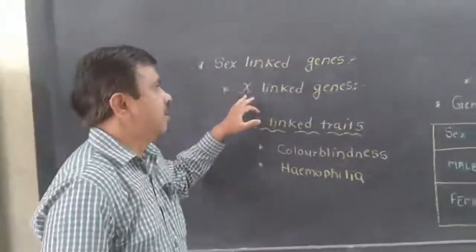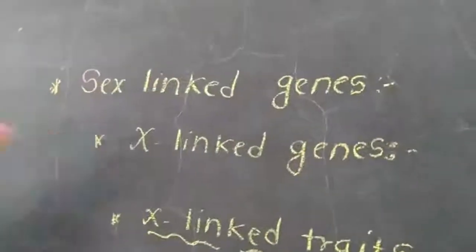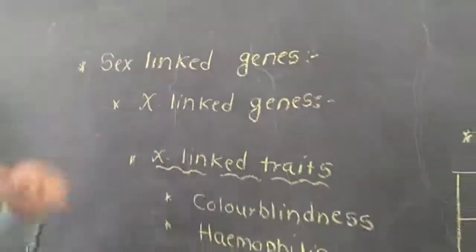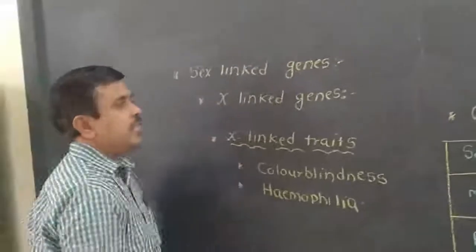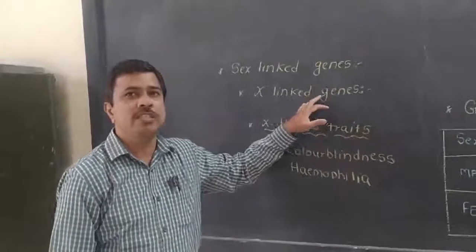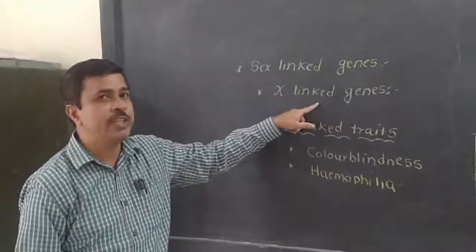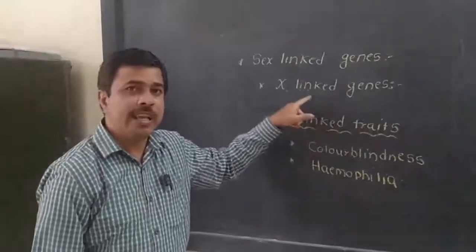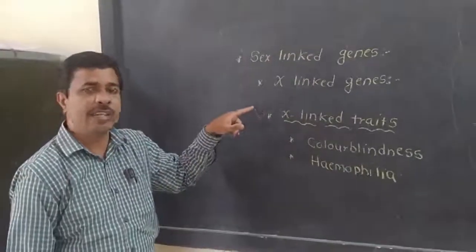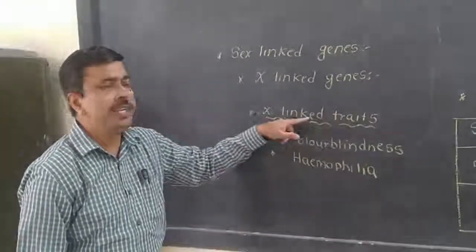There are two types of sex-linked genes, X-linked genes and Y-linked genes, as we discussed in our last video. X-linked genes are the genes located on the non-homologous regions of the X chromosome. The traits or characters determined by these X-linked genes are known as X-linked traits.